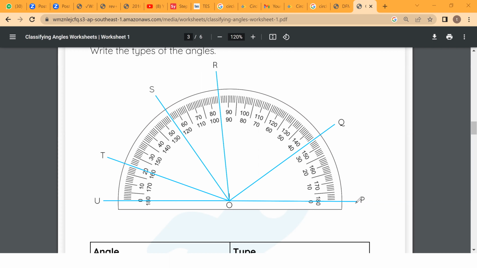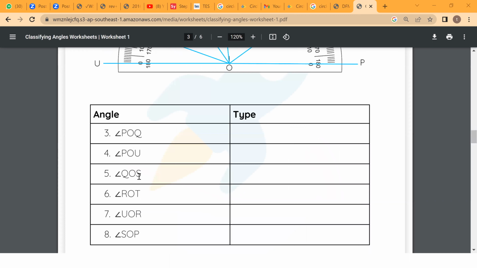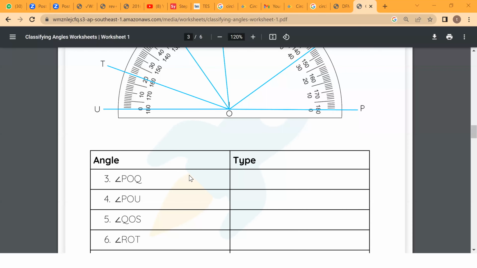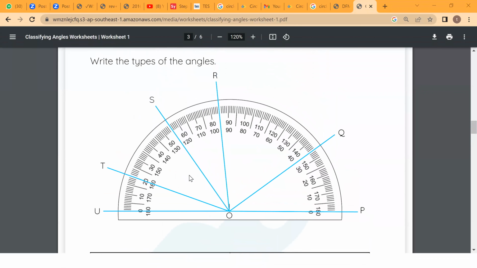Next up we have angle QOS. What is the type of angle QOS? What is the size of angle QOS? Obtuse angle. Why do you say obtuse?